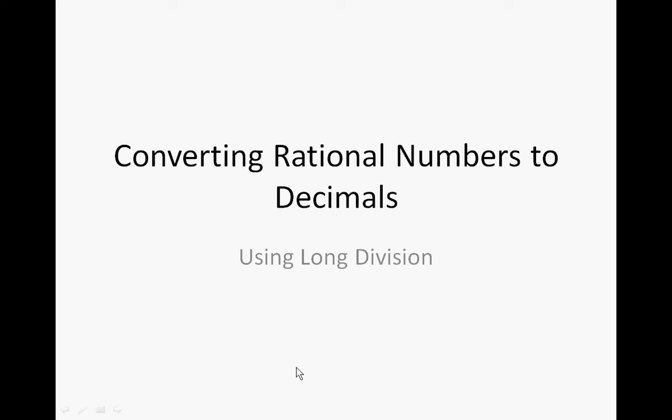Today we're going to take another look at converting rational numbers to decimals, and this time instead of using equivalent fractions we're going to be using long division. What you're going to need for this lesson is your calculator for part of this, and again your math journal and the worksheet that you are given in class.